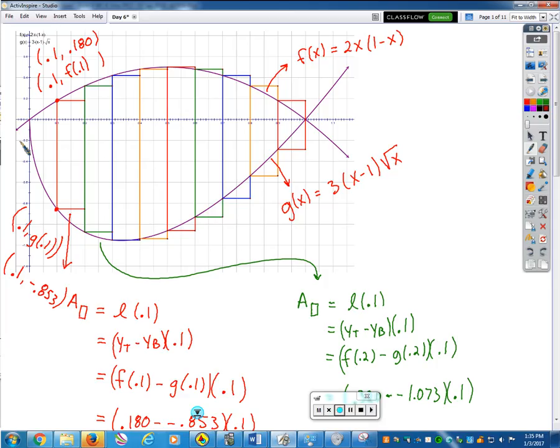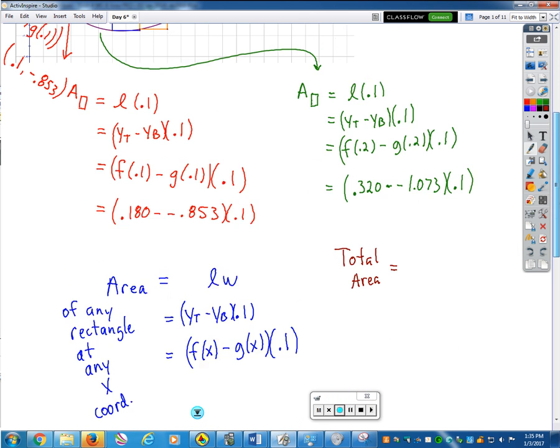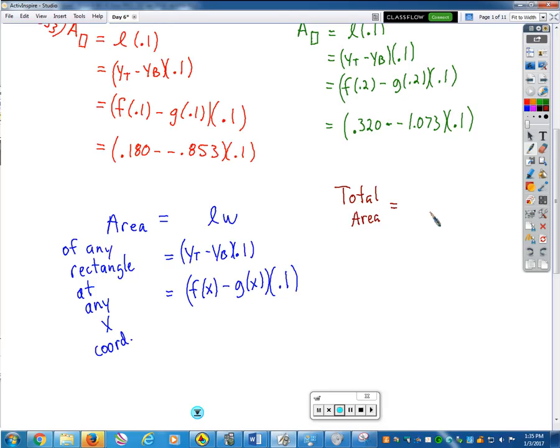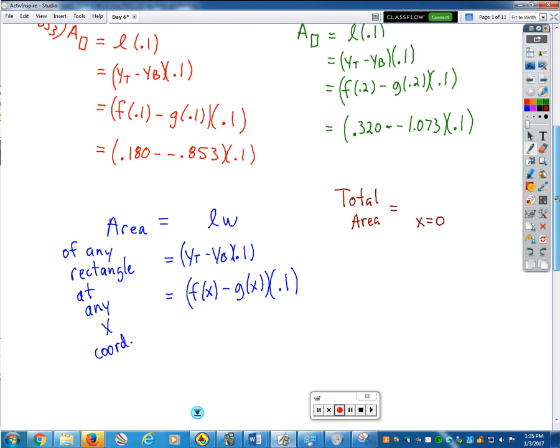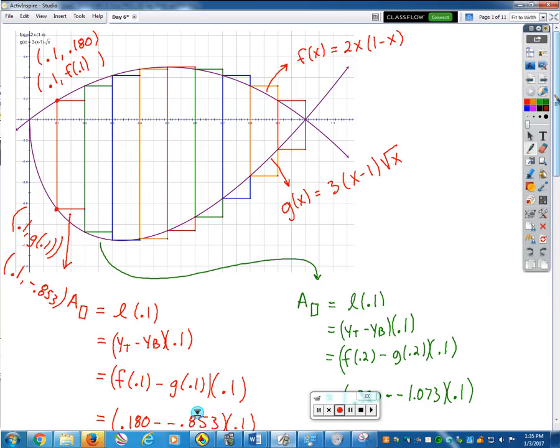Very well said. In fact, we can start at 0. It doesn't hurt a thing. Turns out that the y-coordinate right here is 0 for both functions, so you'll end up with just nothing happening. But it is the appropriate place to start because that's where the shape begins. So what I'm going to write down here is the total area is going to begin my computations at x equals 0. Write that down. Three for Casey.